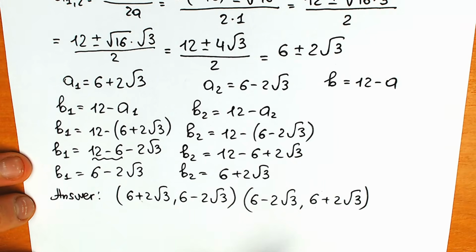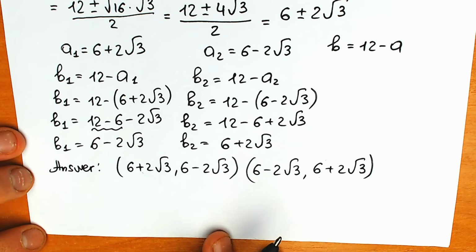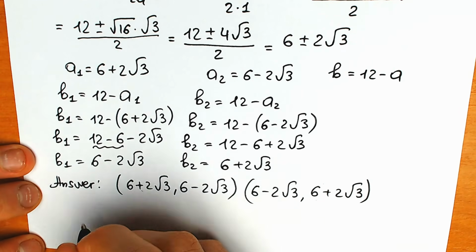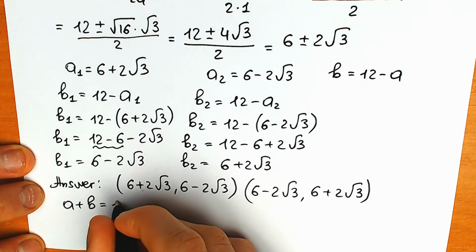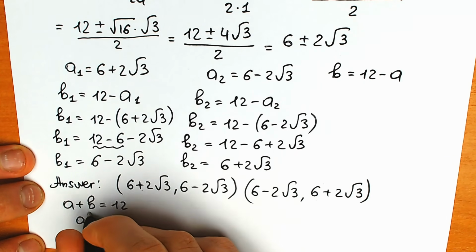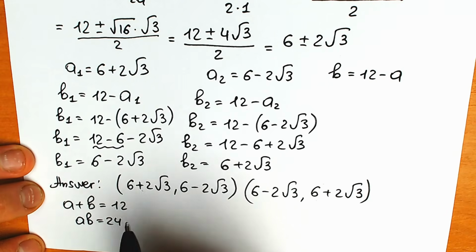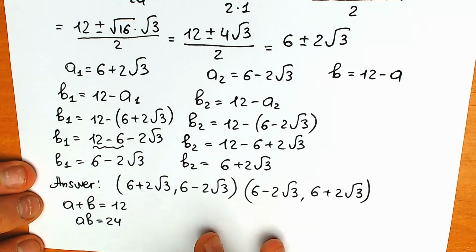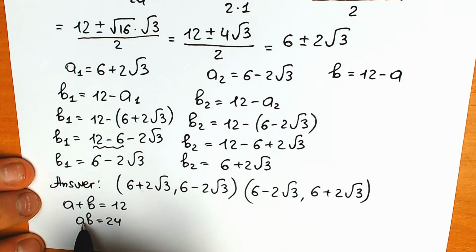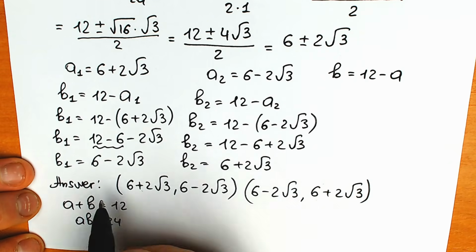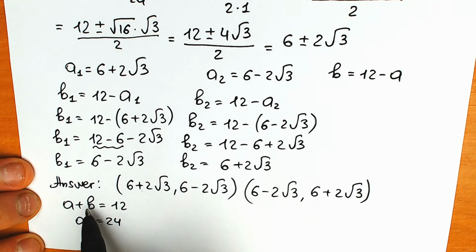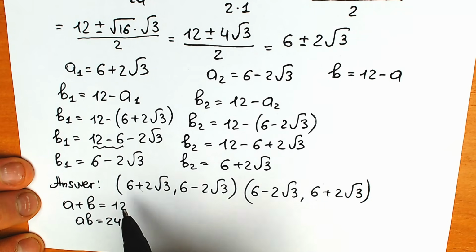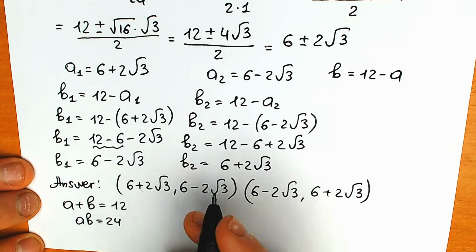And in the end, let's check our roots. First of all, let's write our system of equations. So a plus b equals 12, and ab equals 24. And one really interesting trick, one really important hint right here: we have addition and multiplication, and we have two absolutely symmetrical pairs, so we don't need to check both of these, because a plus b equals b plus a. Let's check, for example, this one.